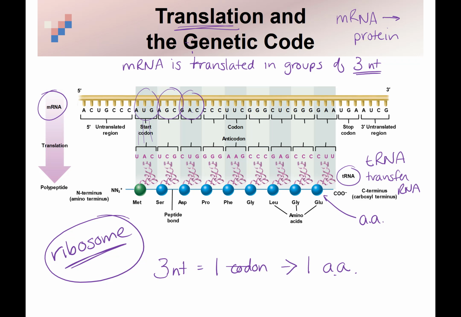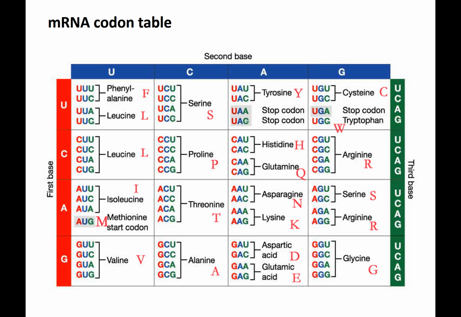So how do you do this? Well, you need an mRNA codon table. So keep this handy. You get to carry around a periodic table your first half of the semester. Now you get to carry around the mRNA codon table, right? So the codon is three nucleotides in the mRNA that code for one amino acid.